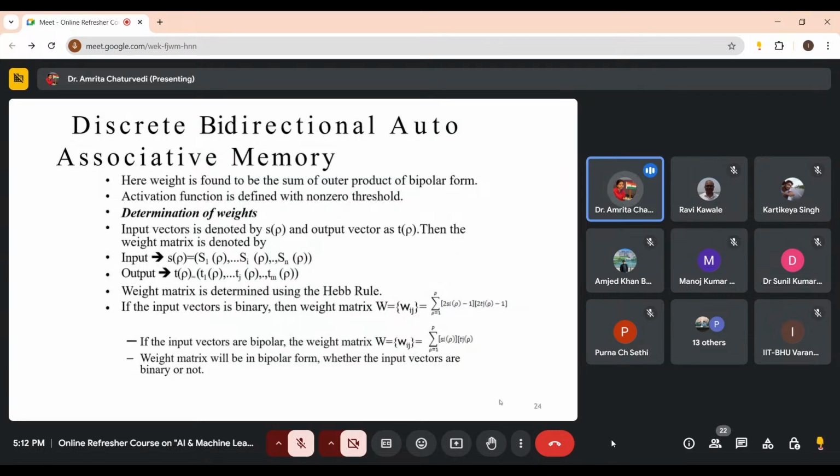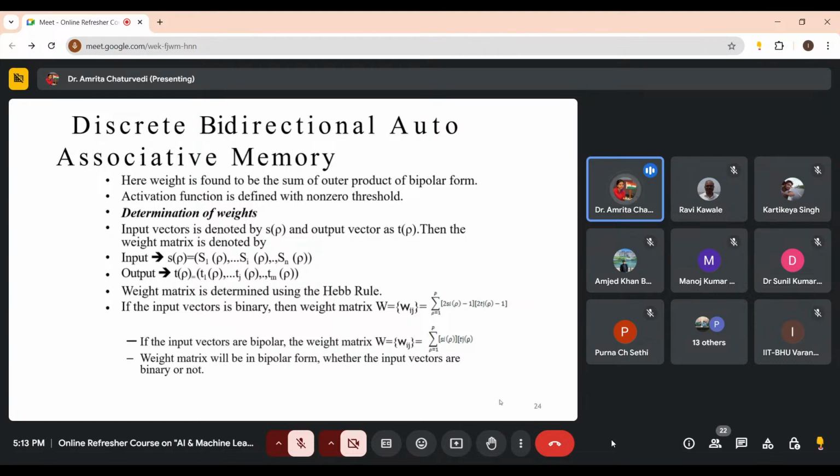Now let us first of all see the discrete bidirectional associative memory. So here the weight is found to be the sum of the outer product of bipolar form. So the activation function is defined with non-zero threshold. Let us first of all see how to determine the weights. So the input vector is denoted as s(p) and the output vector is denoted as t(p). Then the weight matrix can be determined by using the Hebb rule. So if the input vector is binary, then the weight matrix is given by 2s(p) minus 1 into 2t(p) minus 1.